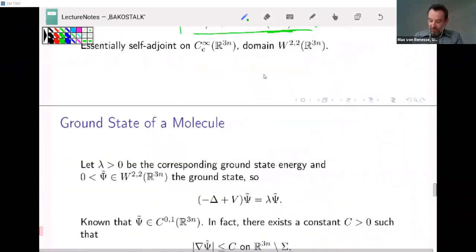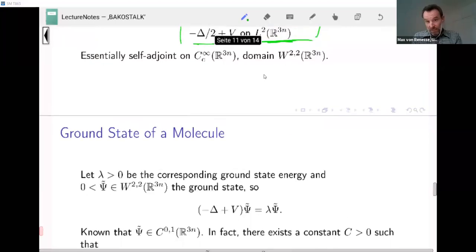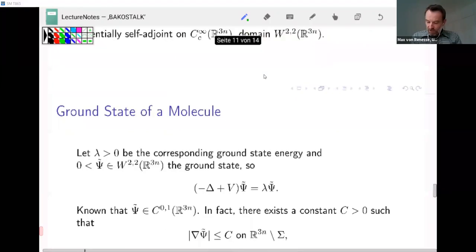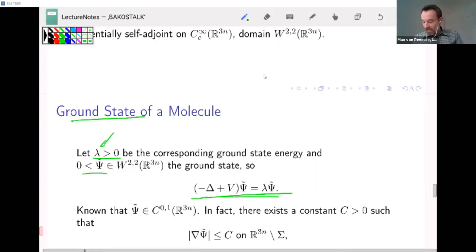And now there is what is called the ground state transformation, which relates this operator to a diffusion operator. So we consider the ground state of this molecule, which is the function which minimizes the energy among all non-trivial functions. So there will be a smallest eigenvalue of this Hamiltonian operator on L2 space. And this comes with an eigenvector, a function which satisfies this eigenvalue statement. And this function will be positive.